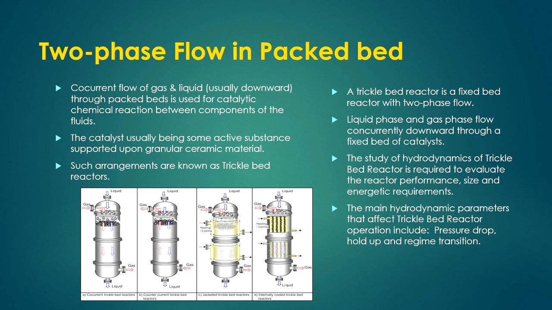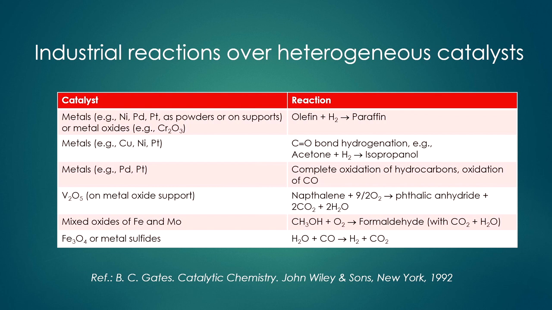We showed different applications of the packed bed in the previous lecture for single phase flow. Here also you will see that for two phase flow there are several applications which are carried out in a packed bed of catalyst particles. Some examples given here: metals like nickel, palladium, platinum as a powder or on support of metal oxides like chromium oxide, which are used as a catalyst in a packed condition for carrying out the reaction between olefin and hydrogen, which will give you paraffin.